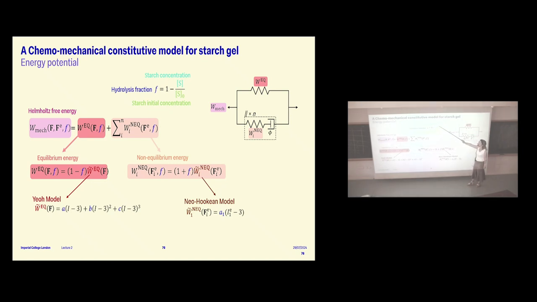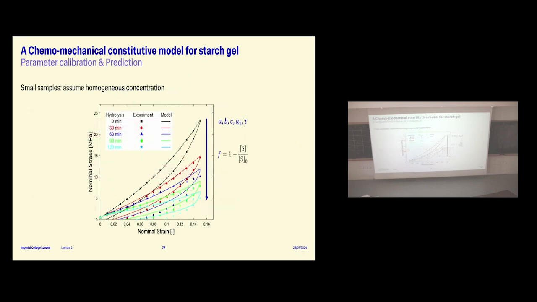It's 1 minus the starch concentration that you have now divided by the starch concentration you had at time 0, right? So if your starch is the same as it was before, this will be 1, and then the hydrolysis fraction is 0, which means nothing's happened to your gel. And so on. As it increases, it means you've increased your hydrolysis.